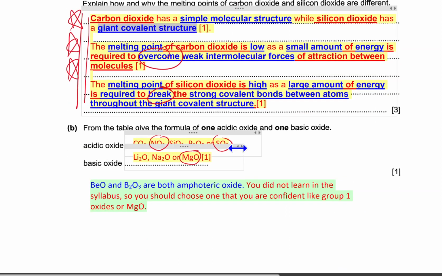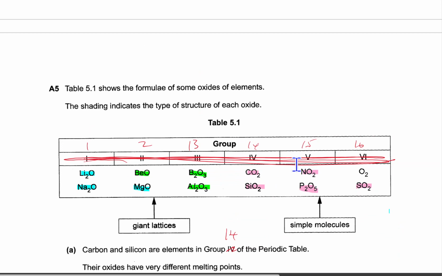From the table, give one acidic oxide and one basic oxide. Obviously, you choose things that you are very familiar with. Sulfur dioxide, acid rain. Nitrogen dioxide, acid rain. If you cannot remember the rest, at least remember these two. Acid rain, so they must be acidic. And of course, all the group 1 oxides are strongly basic. They are alkaline. If dissolved in water, they form alkali, like lithium hydroxide and sodium hydroxide. And magnesium oxide, of course, is a typical basic oxide.